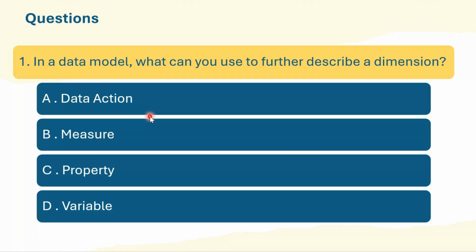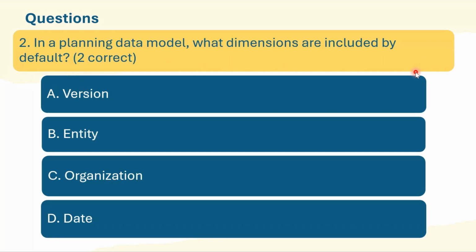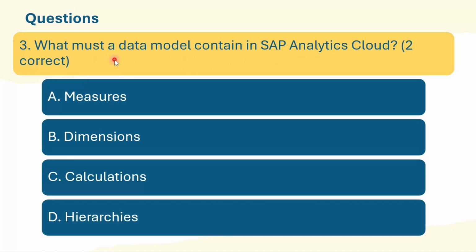Now it's time for questions related to SAC certification from today's session. So our first question is, in a data model, what can you use to further describe a dimension? So we have already discussed this. In a planning data model, what dimensions are included by default? What must a data model contain in SAP Analytics Cloud? Two correct answers.